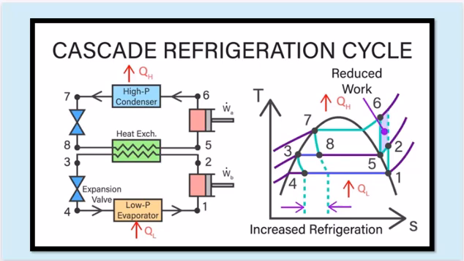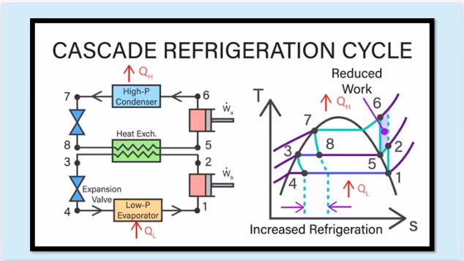The high-pressure cycle condenses the refrigerant at a higher temperature, while the low-pressure cycle evaporates the refrigerant at a lower temperature. The heat exchanger allows heat to be transferred from the high-pressure cycle to the low-pressure cycle. This allows the low-pressure cycle to operate at a lower temperature, which can be used to cool a space or product. The cascade refrigeration cycle is a more efficient way to cool a space or product than a single-cycle system.